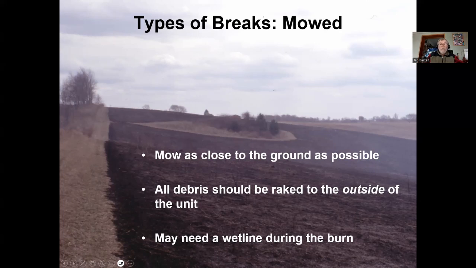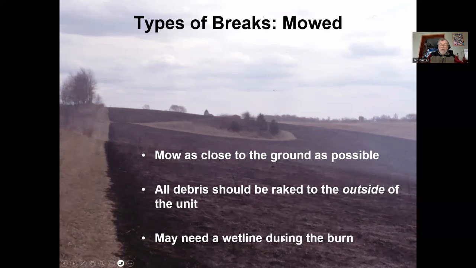You want to mow as close to the ground as possible. All of the debris should be removed from the break, and the debris should be raked outside of the unit, not inside of the unit. Oftentimes people will pile up the materials right along this edge, and what that's doing is making the fire that you're lighting at first more intense and burning for a longer period of time. And what that does is slow down the rate of movement of your crew along this line, because if there's more fuel here, you have to go slower to let that fuel burn out. And if this break isn't as wide as it should be, it can create more danger for an ember to go across that break and light a spot fire.